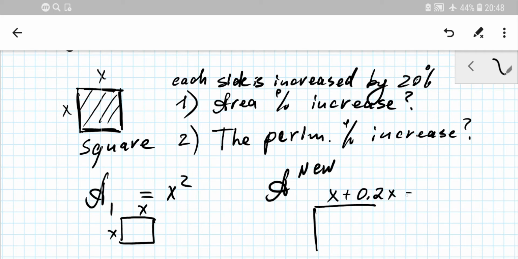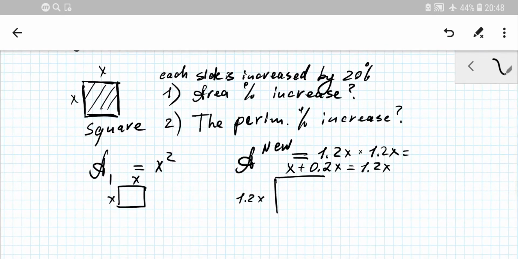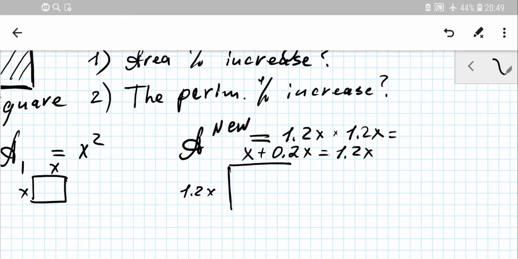So in total, you've got 1.2x, that's one side of the square. And obviously the second side will have the same size. So that's why the new area is simply 1.2x times 1.2x. In this case, this 1.2 is called a multiplier.